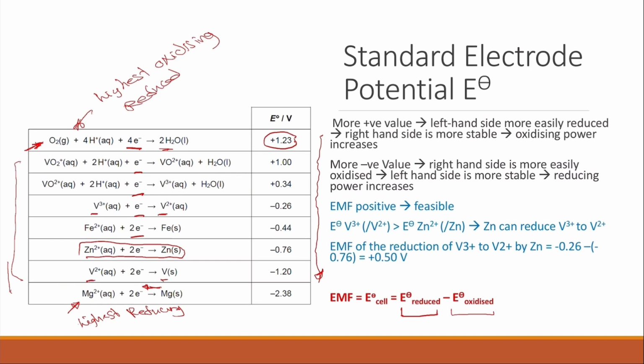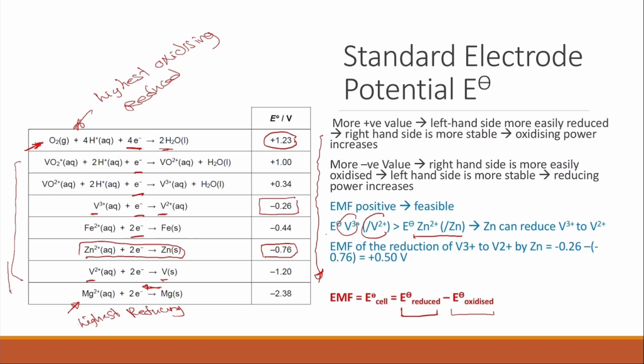To answer this question, you can look at the standard electrode potential for the reduction reaction from vanadium 3 plus to vanadium 2 plus, and you can find the standard electrode potential is minus 0.26. And this is more than the standard electrode potential for the reduction of zinc 2 plus to zinc. That means zinc can reduce vanadium 3 plus to vanadium 2 plus, but vanadium 2 plus cannot do the other side.